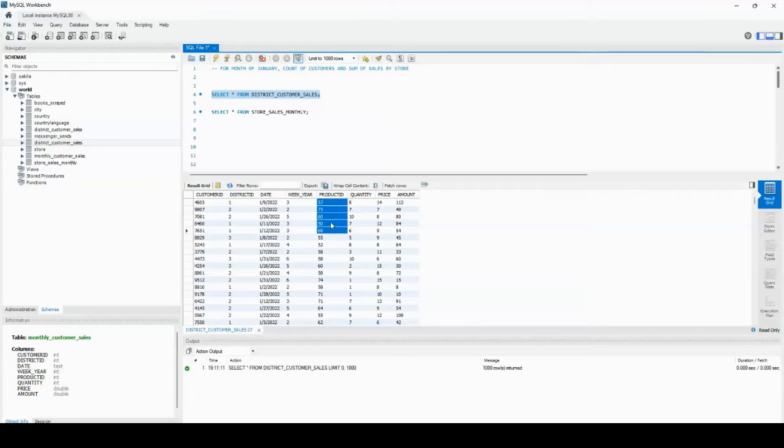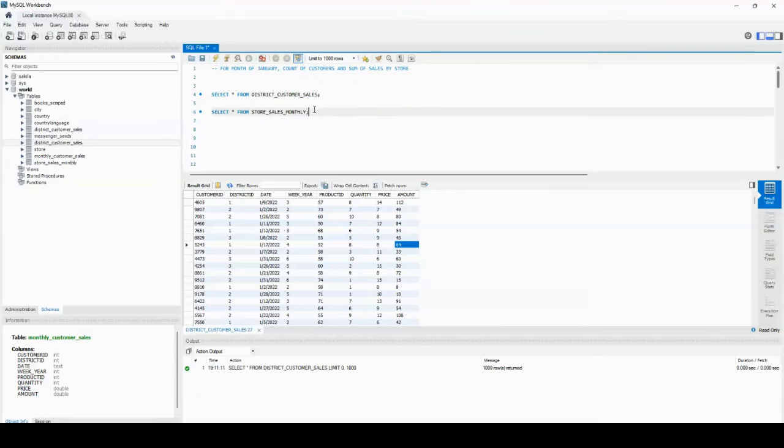Then we have our product ID, which is going to be the ID of what was sold. So the product sold, how many the person bought, and then the price of the product. And then just to note, amount here is doing the quantity times the price. So 8 times 8 is $64, which is how much they paid in total.